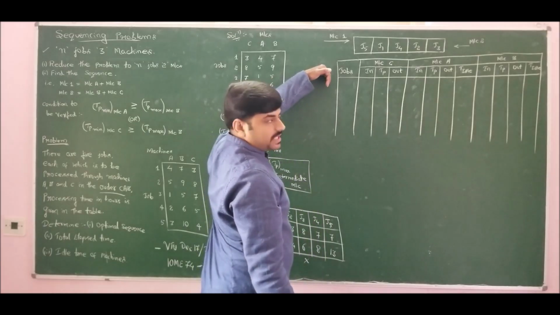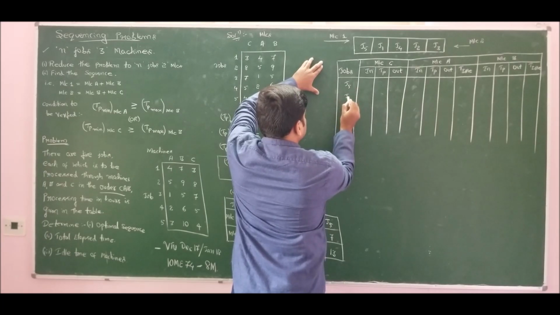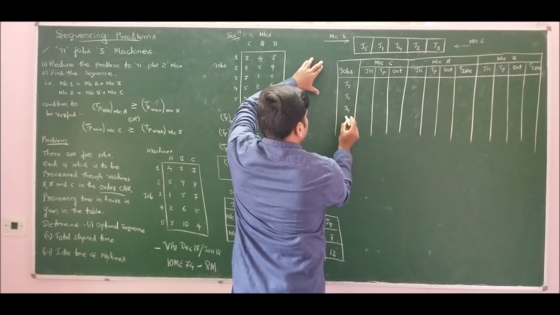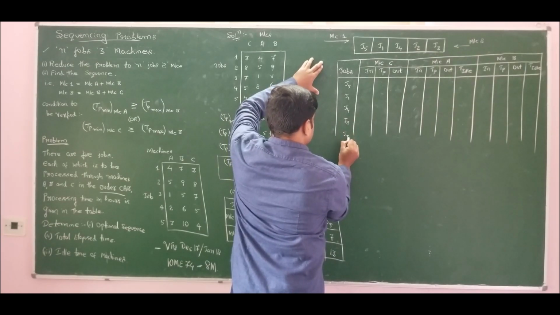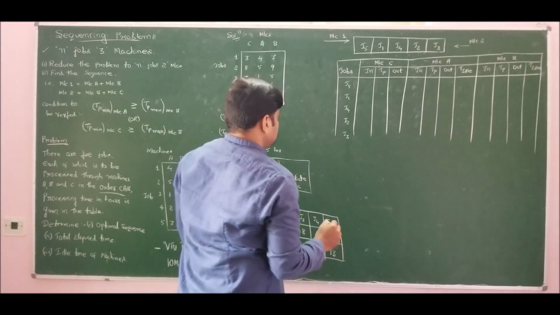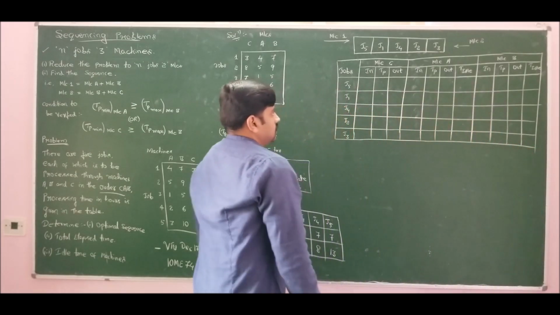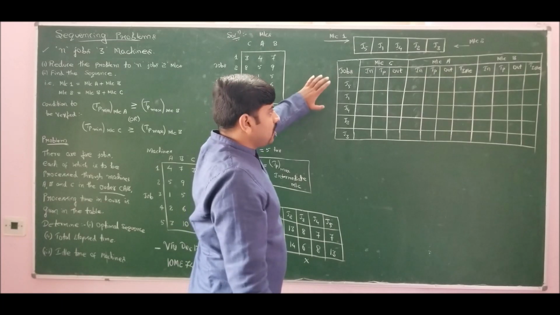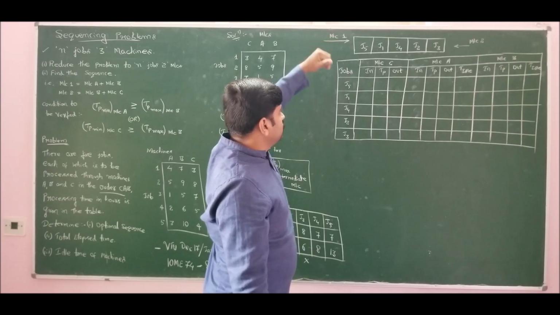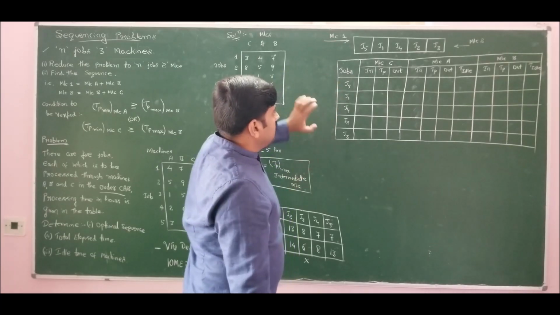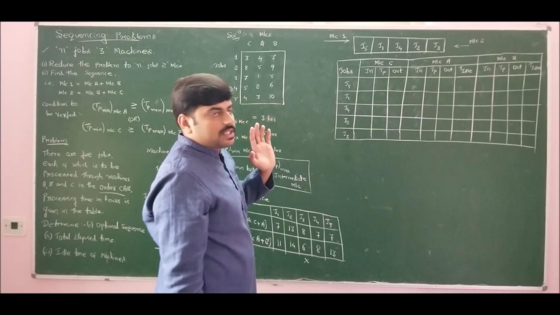Now first I should enter the sequence. The sequence is job 5, then job 1, then we have job 4, then job 2 and finally job 3. Once I have formatted the table and entered the jobs in the obtained optimal sequence, that is 5, 1, 4, 2, 3, the next step is to enter the processing time of respective jobs on the respective machines.